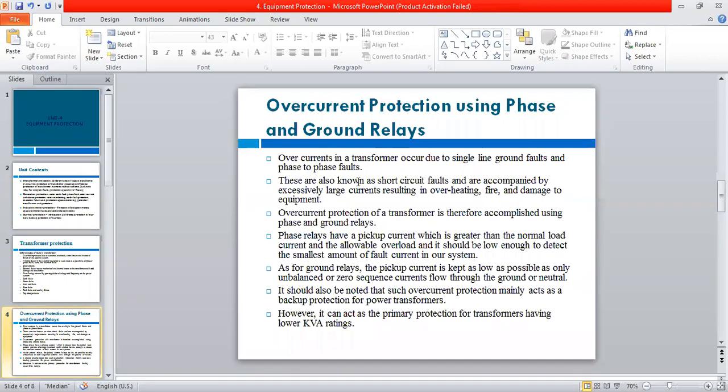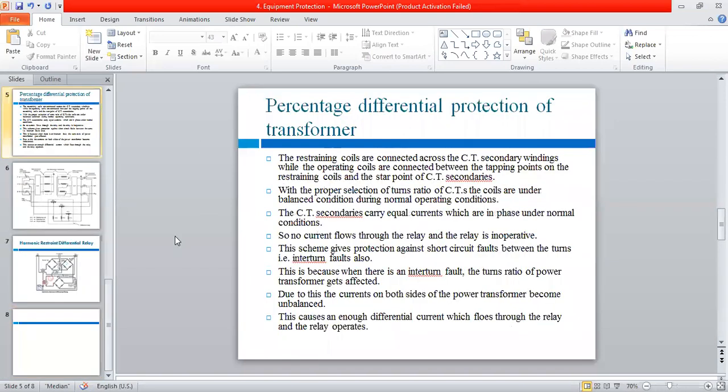How these relays are actually connected, we'll see in the next point. So this is the percentage differential protection of the transformer.